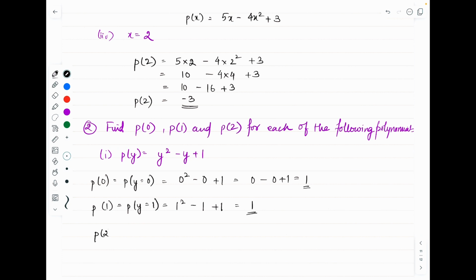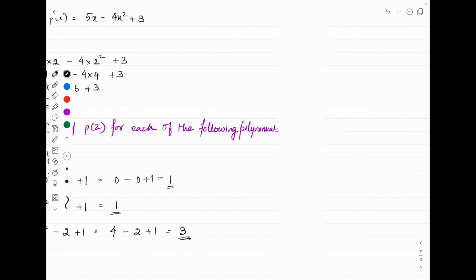Then P of 2. P of 2 means P of y equals to 2. Understood? Now y square means 2 square minus y is written 2, minus 2 plus 1. What is 2 square? 2 square is 4 minus 2 plus 1. 4 plus 1 is 5. 5 minus 2 is 3. So 3 is the answer.